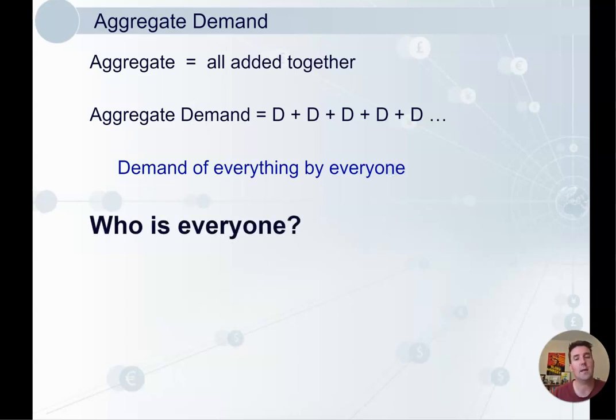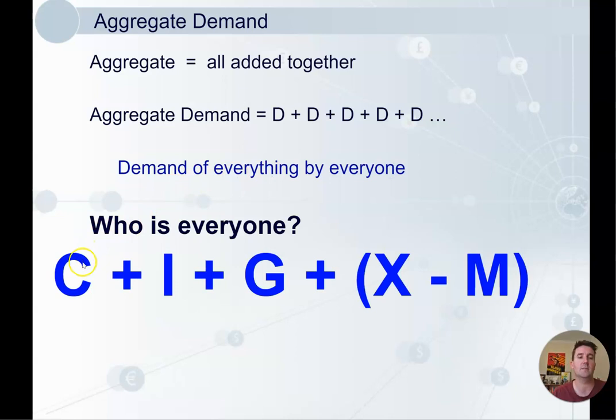So one way of putting it is that it's the demand of everything by everyone. So who is everyone? Well, we have seen this when we looked at what economic growth was. So consumption, investment, government spending, net exports. So the demand of consumers, so households, demand of firms, they're the ones who do investment spending, demand of the government, and demand of foreigners who buy our exports.